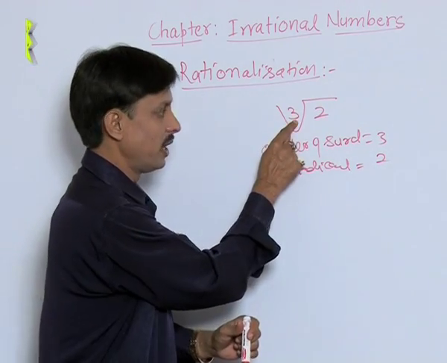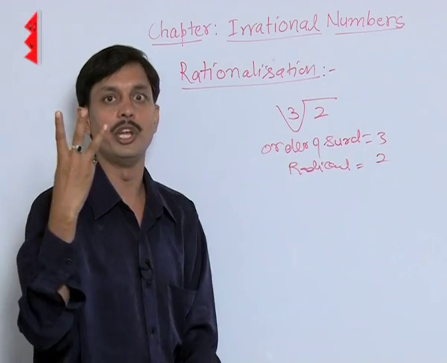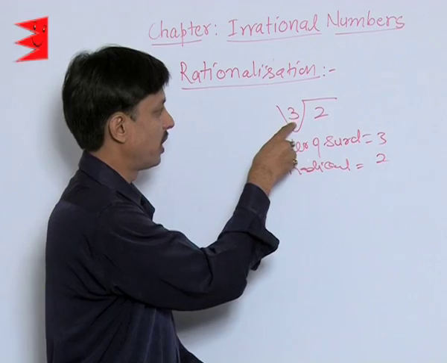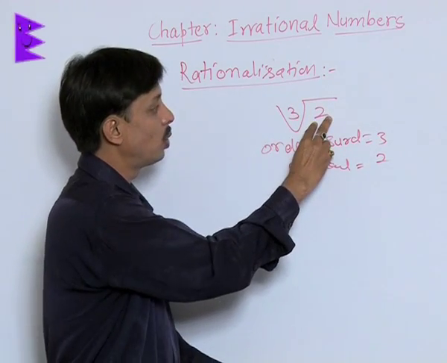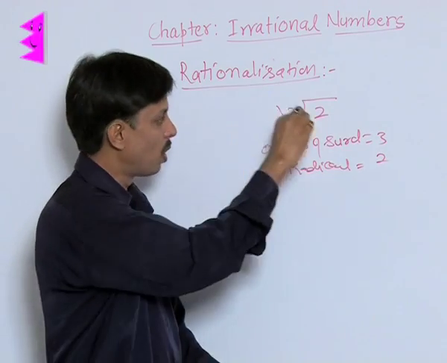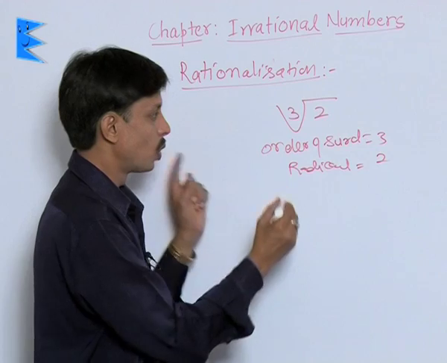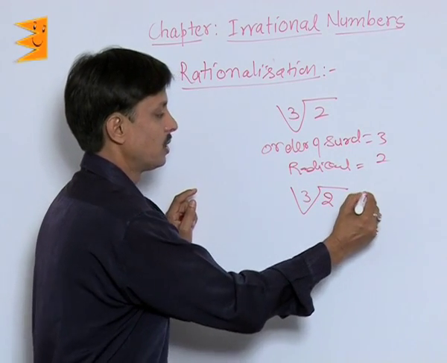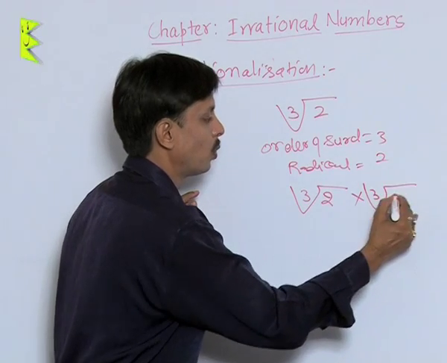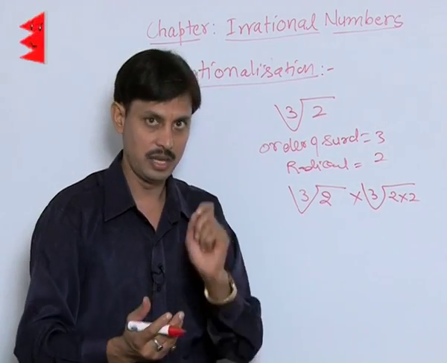So if the order is 3, then there must be how many 2's? Three 2's, because the order is 3. So I want how many 2's? I want 2 more 2's because 1 is already present in my surd. So if I say the cube root of 2 is multiplied by the cube root of 2 into 2, are you going to understand it? Yes.